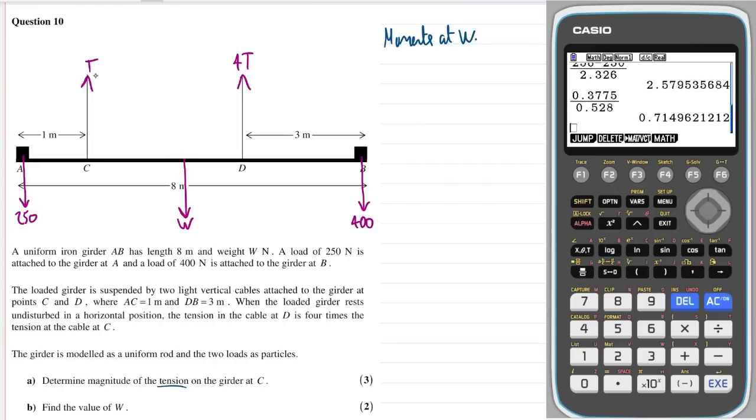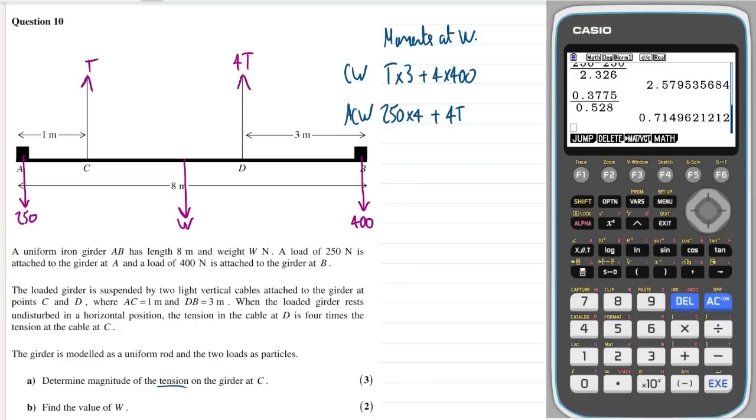So this first one, T, this one is a clockwise motion. So that's T multiplied by 3, because that's the distance from W to there. And that's clockwise. And this one is anti-clockwise. So that's 250 times 4. These are the clockwise moments, these are the anti-clockwise moments. And then looking to this side, we've got 4T, 1 meter away, going anti-clockwise. So that's 4T times 1. And then this one over here, that's clockwise, and that's 4 away, so that's 4 times 400.